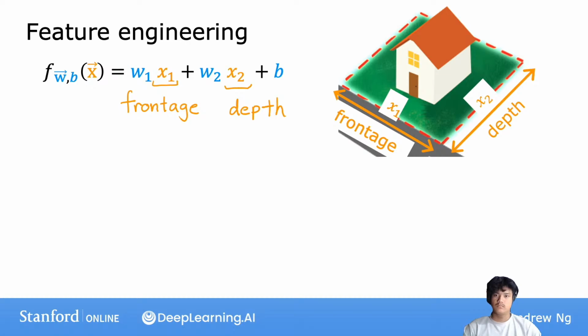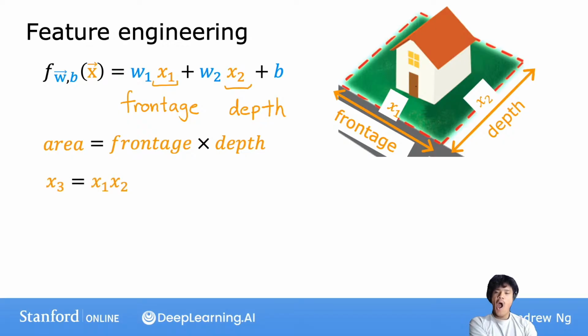You might notice that the area of the land can be calculated as the frontage or width times the depth. And you may have an intuition that the area of the land is more predictive of the price than the frontage and depth as separate features. So you might define a new feature x3 as x1 times x2. So this new feature x3 is equal to the area of the plot of land.